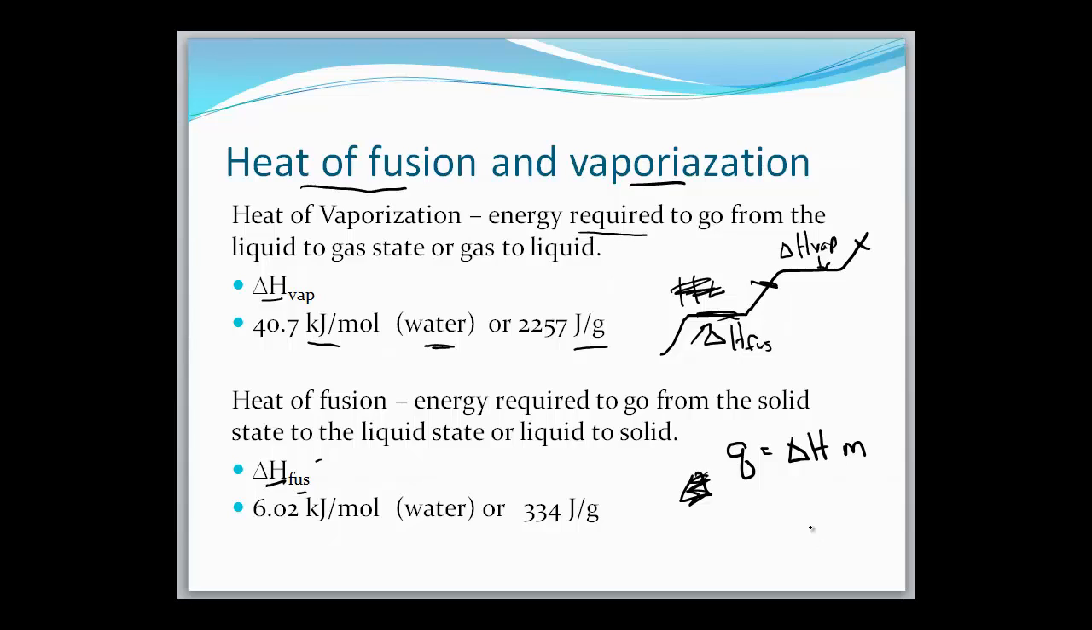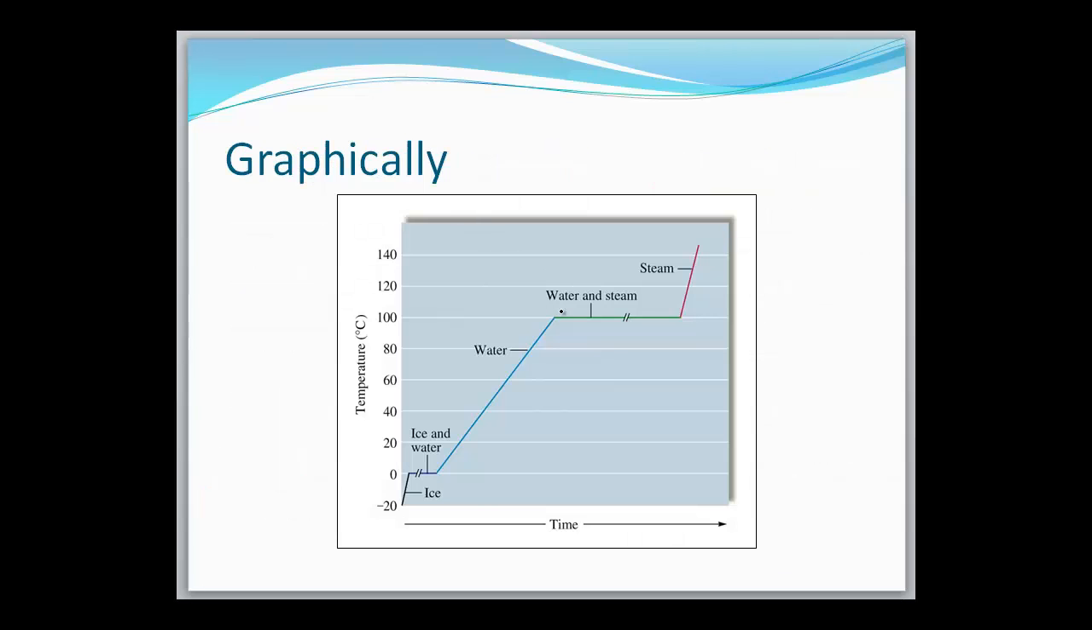The equation that you're going to use is Q is equal to delta H times the mass. What you're going to notice is that there's no delta T involved, and that should make sense because your temperature is not changing as you're going through that phase change. So let's take a look at our graph and talk about that here.